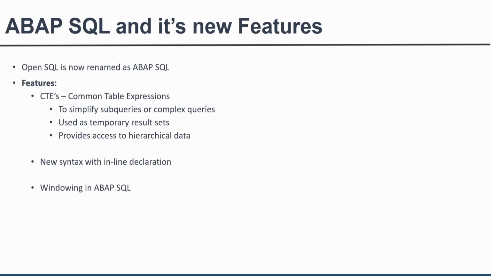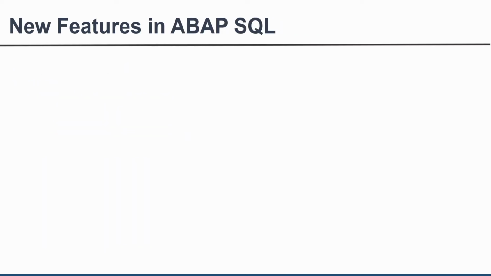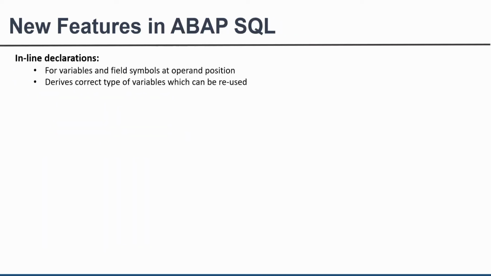There is a concept of windowing in ABAP SQL, which you are going to learn in this video itself. Then you can have hierarchies in ABAP SQL. This also we are going to discuss in this video. And then there are some new ABAP data types that SAP has introduced, that also we are going to discuss in this video. To begin with, the first feature is inline declarations.